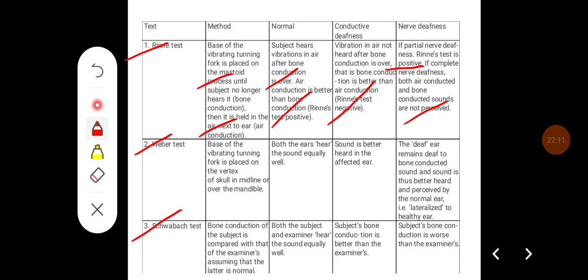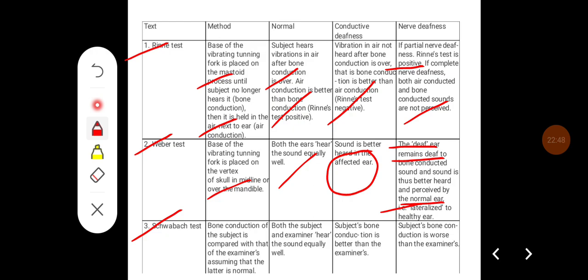In Weber's test, the base of the vibrating tuning fork is placed on the vertex of the skull in the middle or over the mandible. Normally, both the ears hear the sound equally well. In conductive deafness, sound is better heard in the affected ear, whereas in nerve deafness, the deaf ear remains deaf due to the bone conducted sound, and sound is thus better heard and perceived by the normal ear. That is, it is lateralized to the healthy ear.